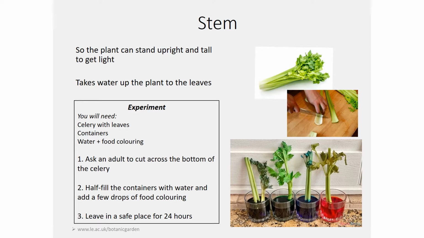You'll need some celery with leaves on, some containers and some water and food colouring. Ask an adult to cut across the bottom of the celery and then half fill the containers you've got with water, and in each one add a drop of different food colouring. Put the celery in and then leave in a safe place for 24 hours.